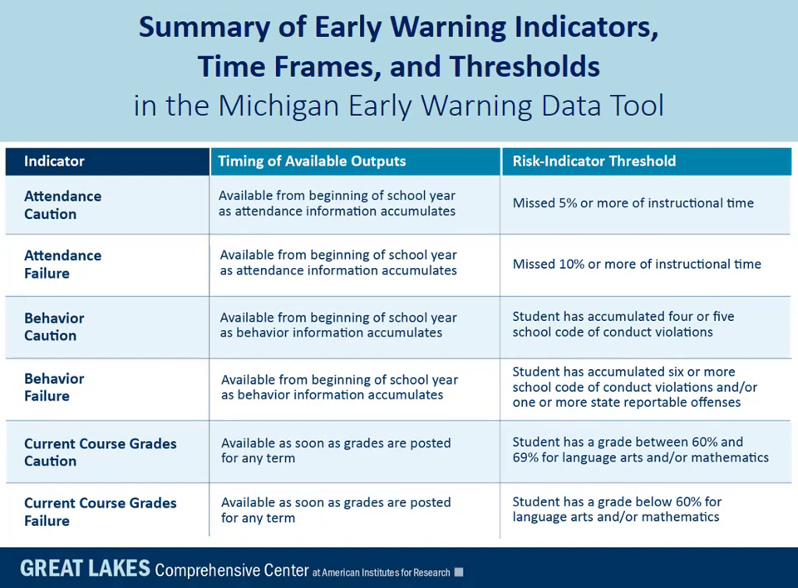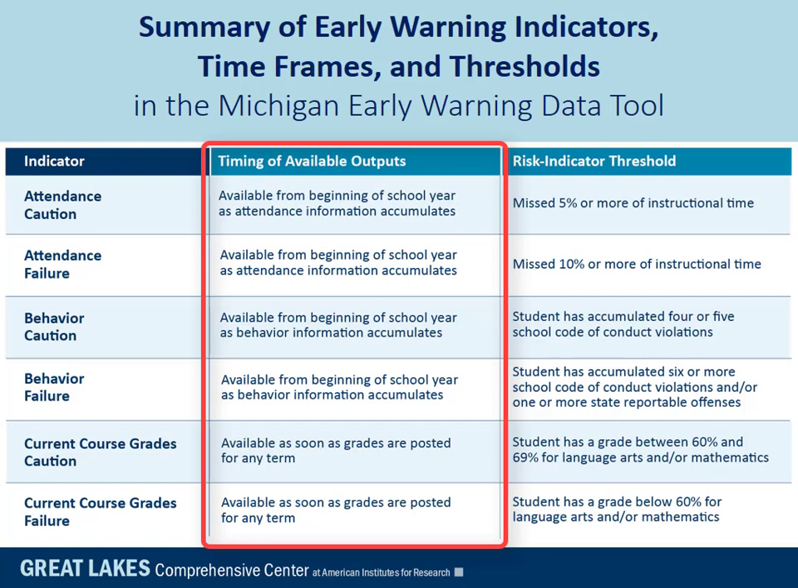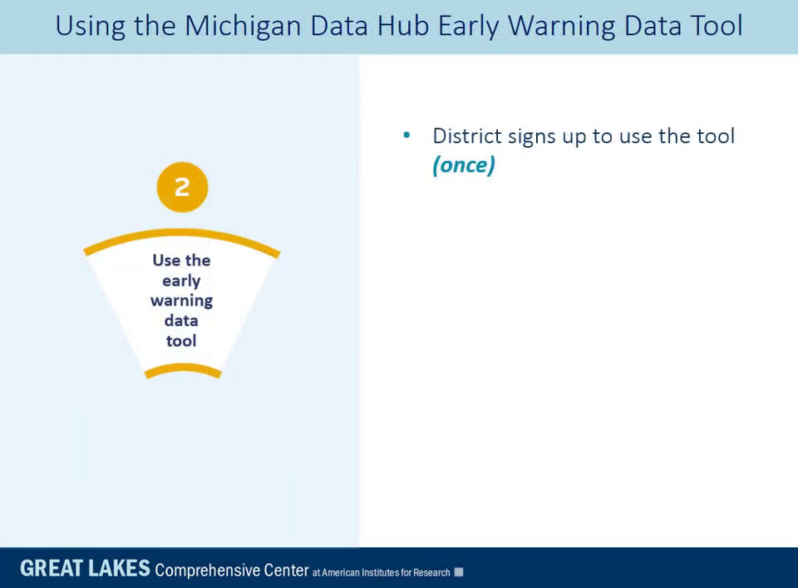The tool flags failures, students who are at or below a risk indicator threshold for one or more indicators, as well as cautions, students who are sliding off track and coming close to a threshold. EWIMS teams can use the information in the Timing of Available Outputs column here to develop a data entry schedule that provides the team with access to data in a timely manner. To sign up to use the Michigan Data Tool, school districts can visit the district application page on the Michigan Data Hub website. On an ongoing basis, the district needs to ensure that its data are updated in the tool.